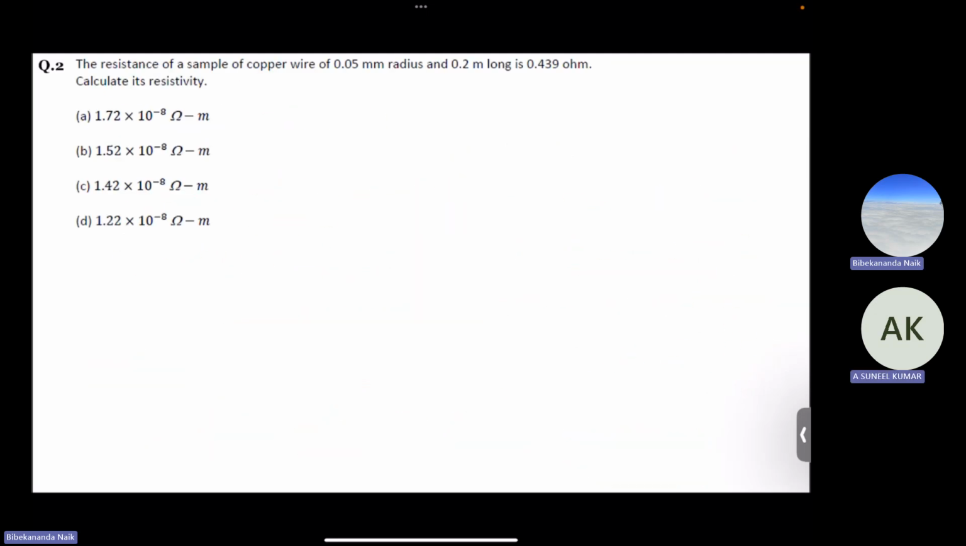Question number two says the resistance of a sample of copper wire of 0.05 mm radius and 0.2 meter long is 0.439 ohm. Then calculate its resistivity. Option A is 1.72 into 10 to the power minus 8 ohm into meter. Option B 1.52 into 10 to the power minus 8. Option C 1.42 into 10 to the power minus 8, and option D 1.22 into 10 to the power minus 8. These are the four options. Calculate and tell what will be the correct option.